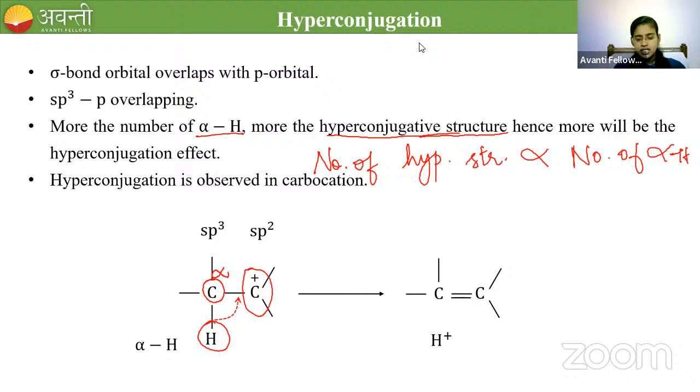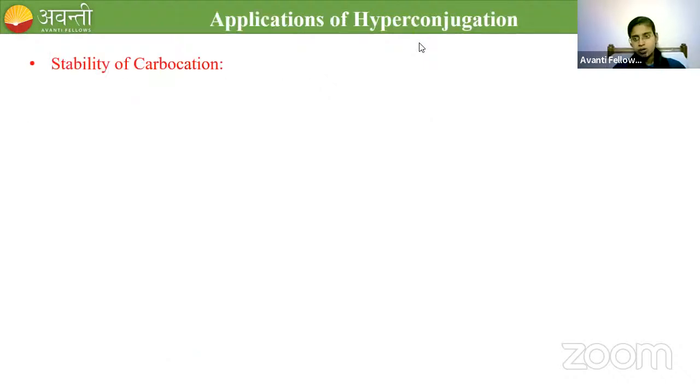Now let's study the stability of carbocation. I have already told you that tertiary carbocation is more stable.